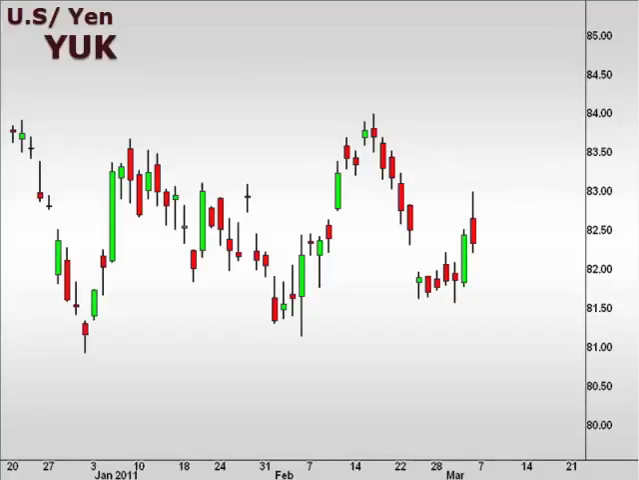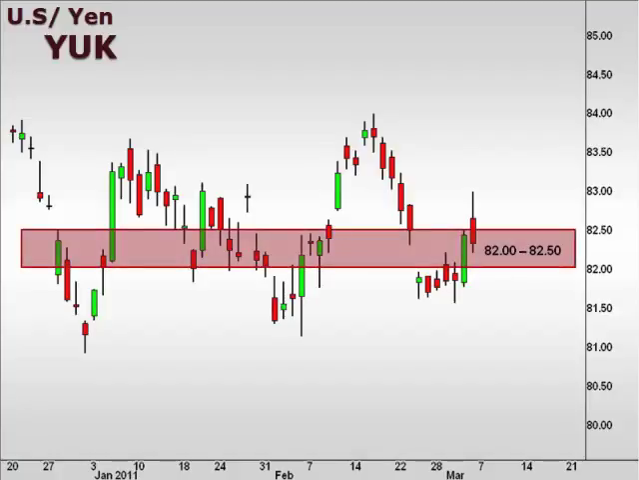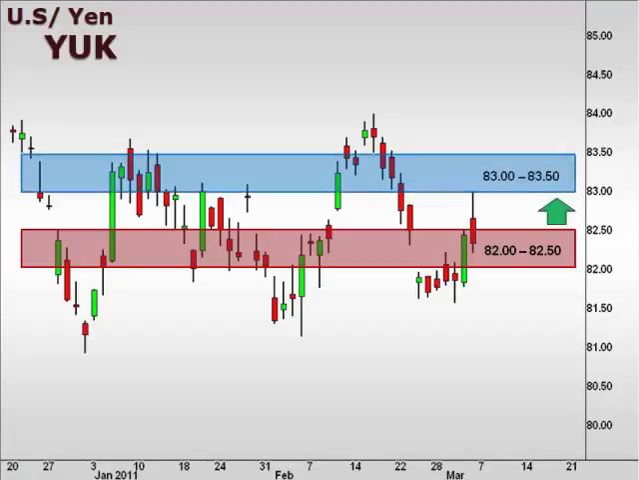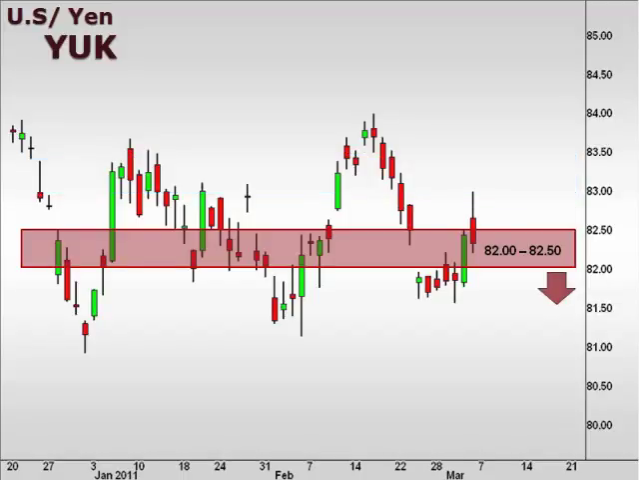Let's take a look at the YUK, the U.S. versus the Japanese yen. Well, the YUK closed the week within the 82.5 focal zone after completing a retracement up to 83. Now, this level will act as an overhead resistance. With Friday's close forming a bearish reversal candle, we are open to a continuation lower.